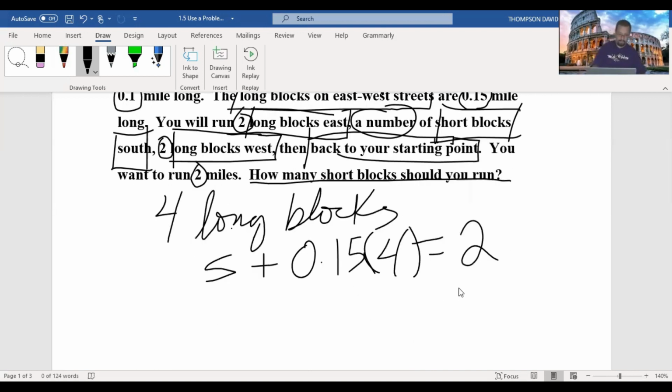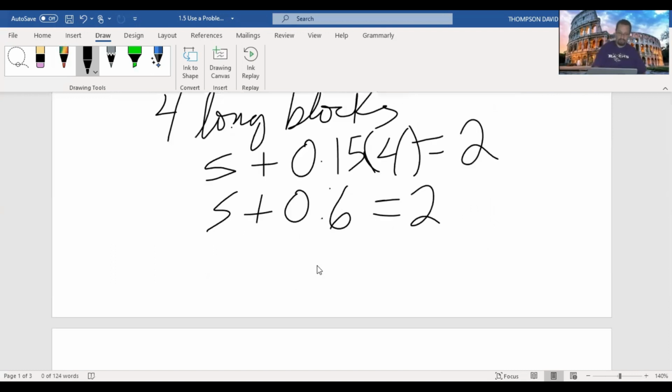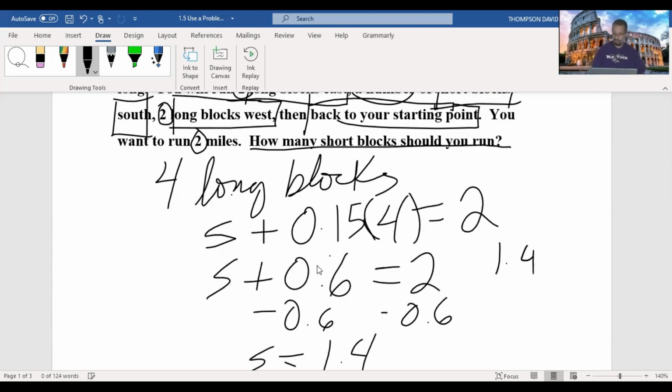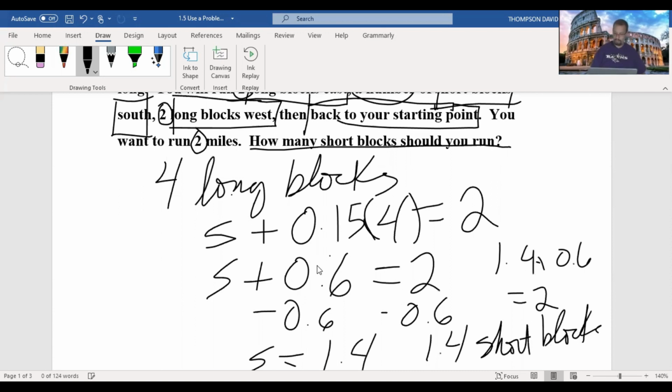So next we want to do 0.15 times 4, which would be 0.6. Next, we're going to subtract 0.6 from both sides. So we get a total of S equals 1.4. If we're checking, if we plug in 1.4 plus 0.6, that indeed gives me 2. So our correct answer is, we ran 1.4 short blocks, and we are done.